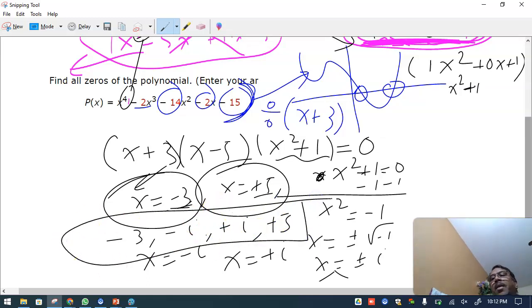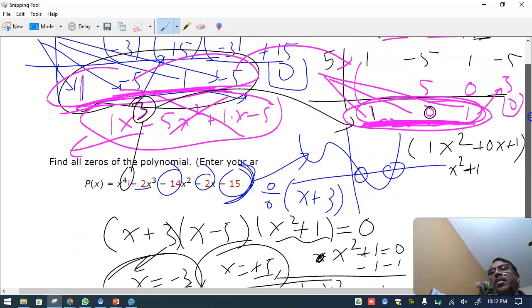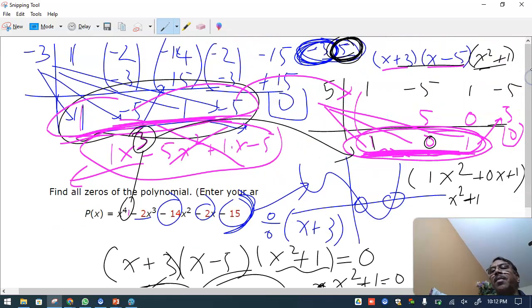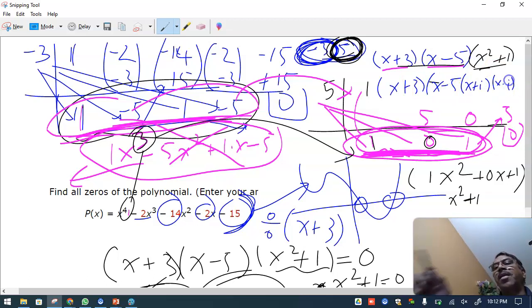So I hope this helps. And in the factor form, we want to write this in the factor form. Remember, we did write here, so that could be written as x plus 3, x minus 5, and then the other ones are x plus i and x minus i, and you're done.